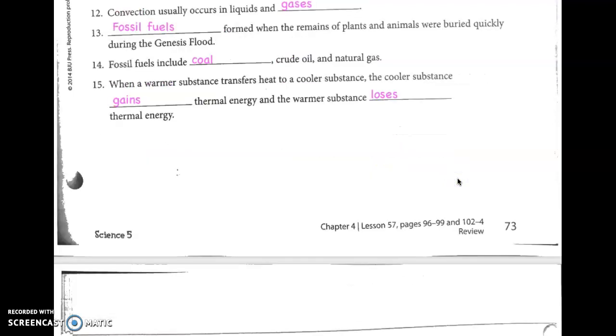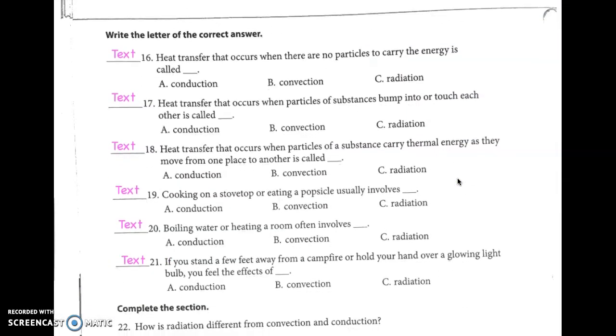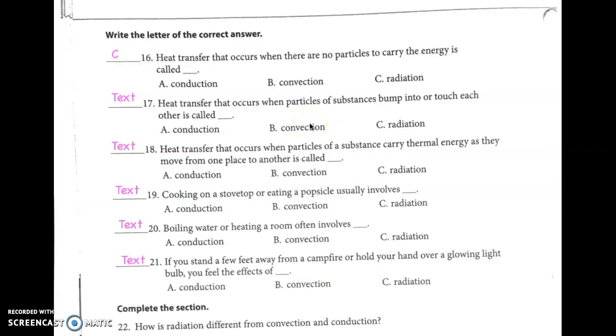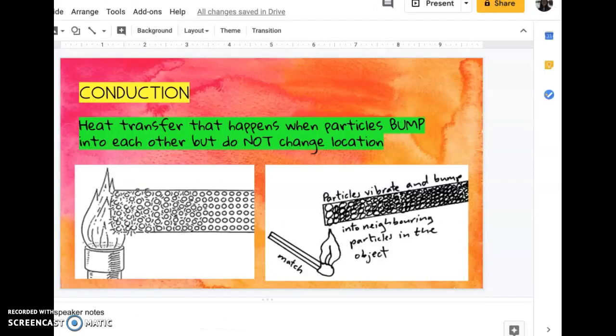Cool. 74, write the letter of the correct answer. We're going to go through these quickly. 16, heat transfer that occurs when there are no particles to carry the energy is called radiation. 17, heat transfer that occurs when particles of substances bump into or touch each other is called conduction.